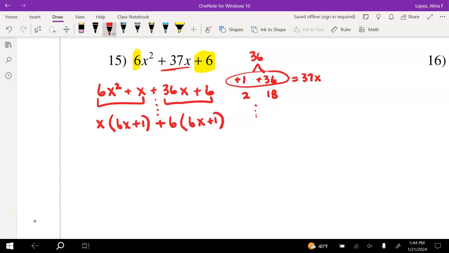Again, check your work if you need to at every step by simply multiplying through. Now, both of these have a 6x plus 1 in common. When I factor it out of the first term, it's going to leave behind an x. When I factor it out of the second term, it's going to leave behind a plus 6.